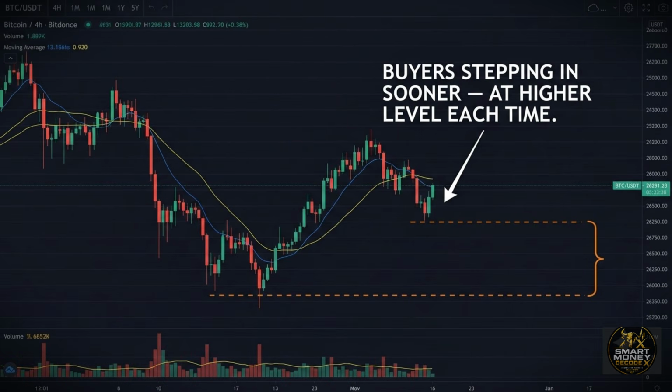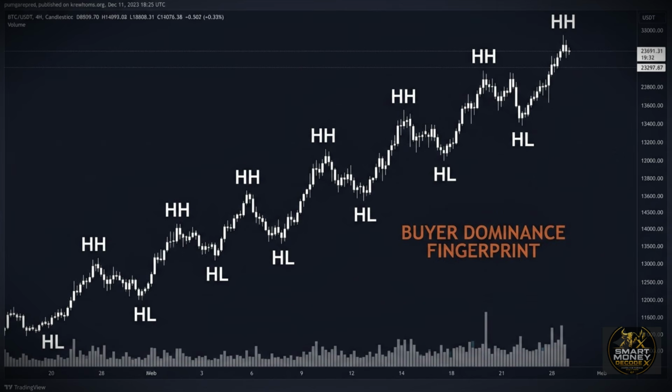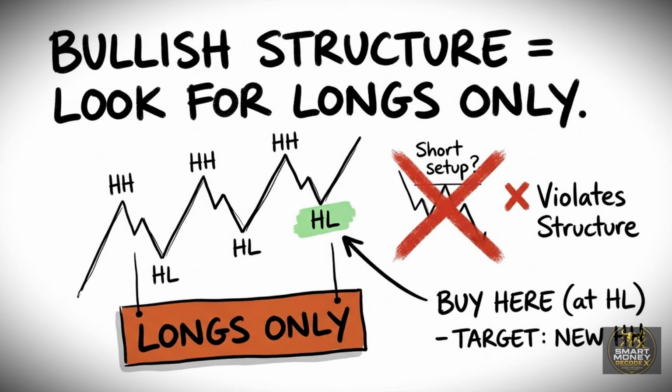The buyers stepped in sooner, at a higher level. This is the mechanical fingerprint of increasing buyer dominance. Each swing shows buyers winning more and sellers winning less. The structure is bullish. The directional bias for any trade should be to look for long opportunities, not short.